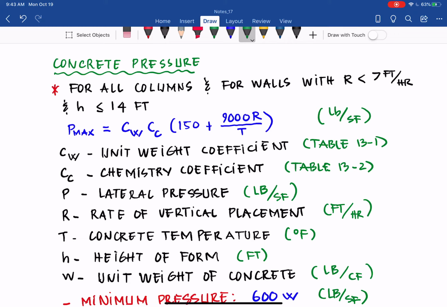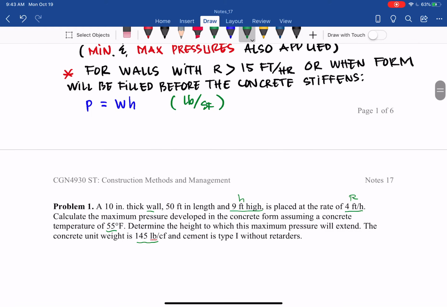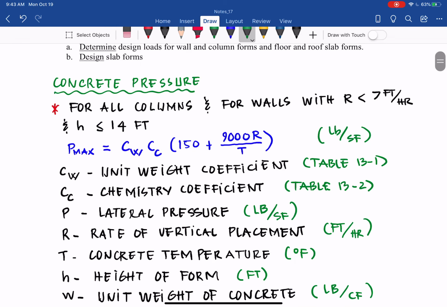to determine the concrete pressure. The first equation applies for all columns and for walls with R less than 7 feet per hour and height less than 14 feet. Our problem has H of 9 feet, so less than 14 feet, and the rate of placement is 4 feet per hour. So we apply the first equation.